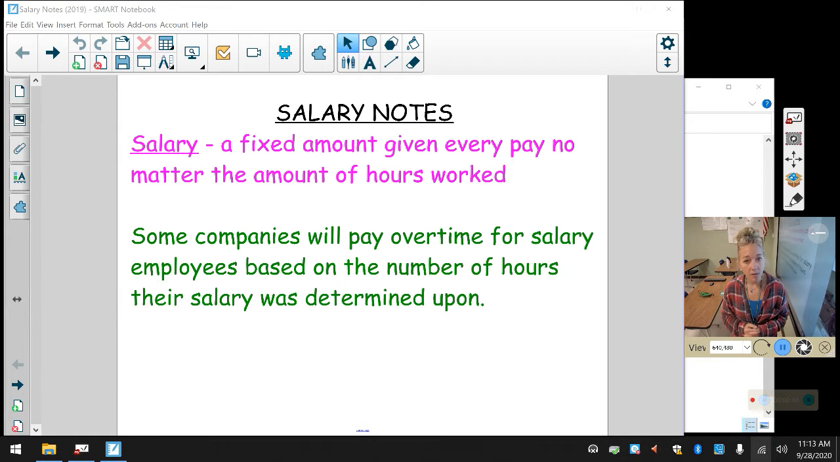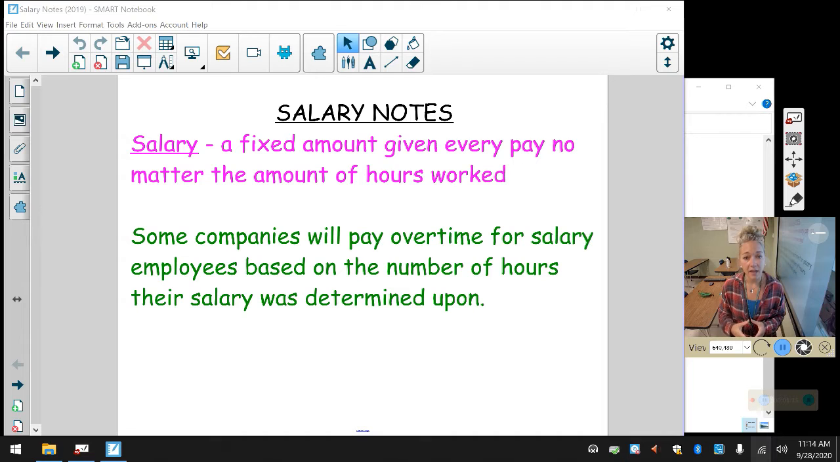Now, some jobs will pay you a salary plus overtime if you clock in and out and work hours over your regular hours. So we are going to talk about overtime pay with salary. This does not happen for me as a teacher, and most salaried jobs are not paid overtime. However, when I worked at the bank in Marietta straight out of college, I got paid a salary, plus if I worked over 40 hours a week, I got paid overtime.